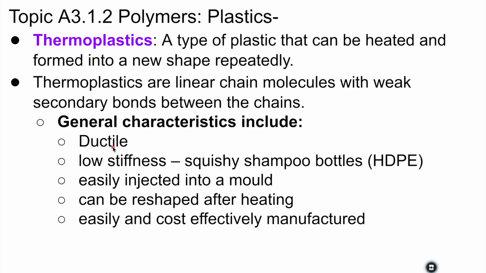Thermoplastics are a type of plastic that can be heated and formed into a new shape repeatedly. Thermoplastics are probably what you're most used to when you see plastics. This is shampoo bottles and water bottles and all that kind of stuff. They're linear chain molecules that have weak secondary bonds between the chains. This makes them quite ductile. They'll have low stiffness. They can easily be injection molded. They can be reshaped after heating, and they're easy and cost effective to manufacture.